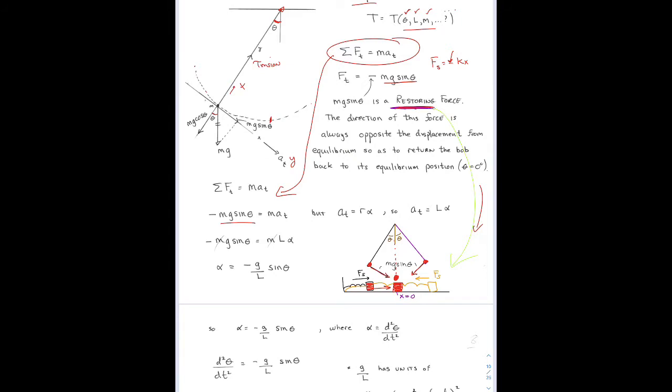But for something moving in a circle, when we did the rotational chapter, a tangential is r alpha. What plays the role of the radius? Well, that's the length of the string. So where I have a tangential, I'm going to put in r alpha, where the radius r is the length of the string. Let me get rid of the m's, and I solve this for alpha, just divide by L. That's the angular acceleration.